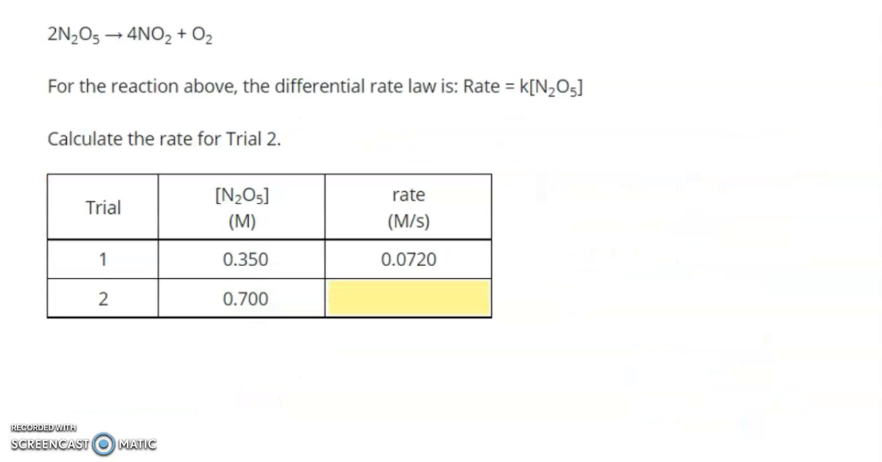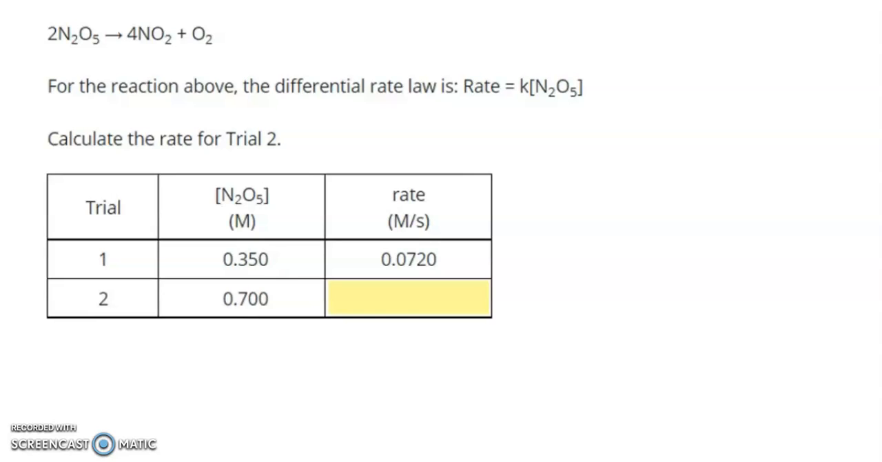I'm going to look at one more example. 2N2O5 yields 4NO2 plus O2. I have the differential rate law: rate equals k times the concentration of N2O5. And I'm going to calculate a rate this time. You can see that blank box for trial 2.